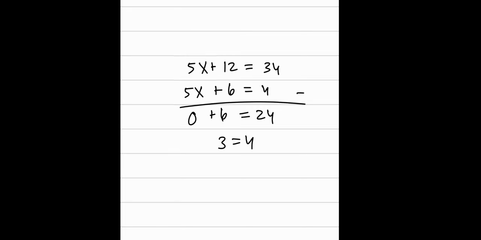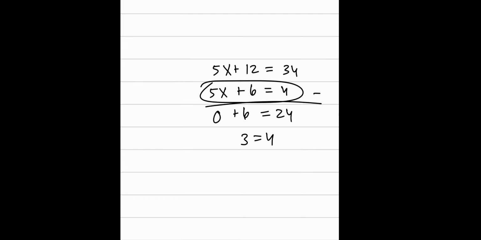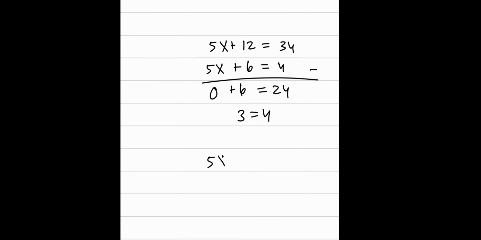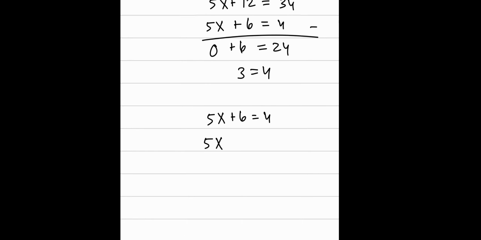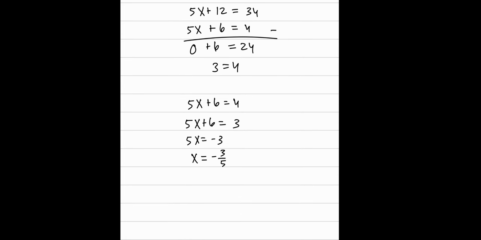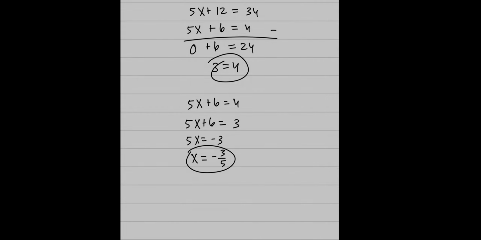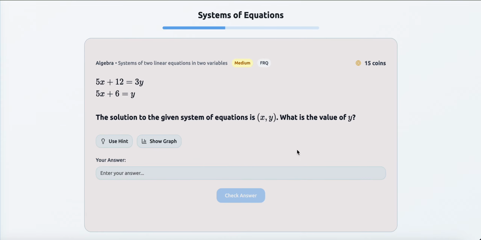So now we can go back to either one of these equations, plug in y equals 3, and solve for x. I'll go to this equation, 5x plus 6 equals y, and plug in y is equal to 3, so I get 5x plus 6 equals 3. Subtract both sides by 6, 5x equals negative 3. Divide both sides by 5, x is equal to negative 3 over 5. So our x value is negative 3 over 5, and our y value is 3. If you go back to our problem, they're asking for the value of y, so that's just going to be 3.